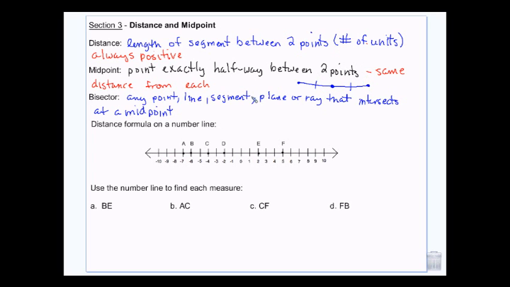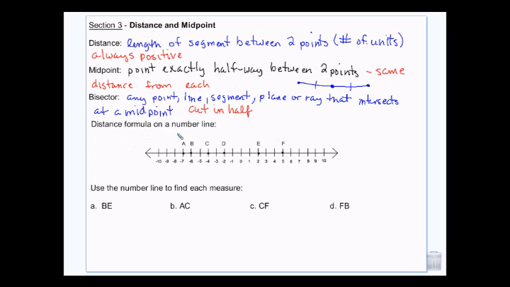And then a bisector is any point, line, segment, plane, or ray that intersects at a midpoint. So if I come through this point here with a line or a segment or a ray or anything, plane, that's a bisector. Bisect means to cut in half. You know, the prefix bi means two, right? So 2 equal parts, cut in half.